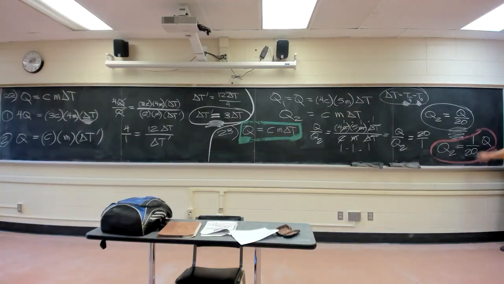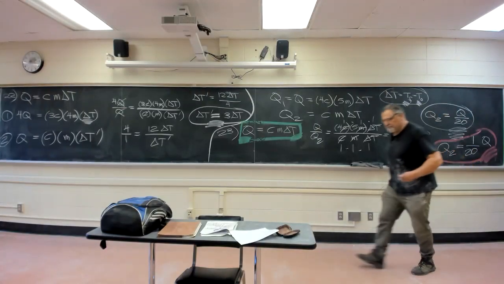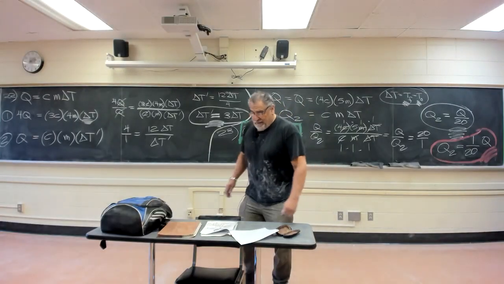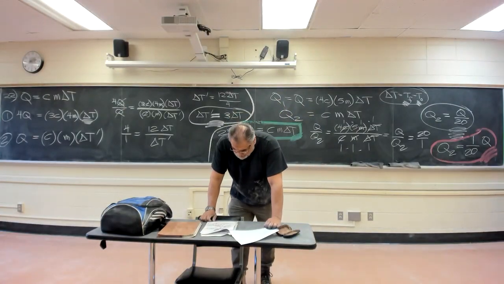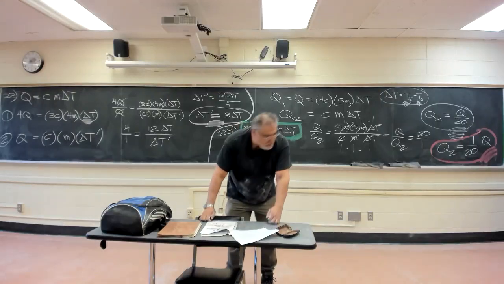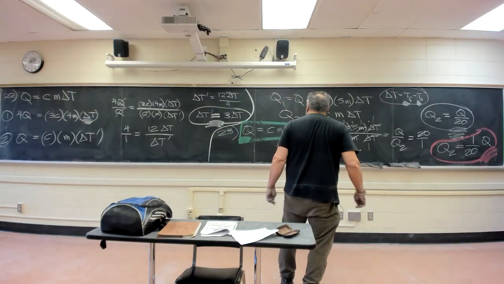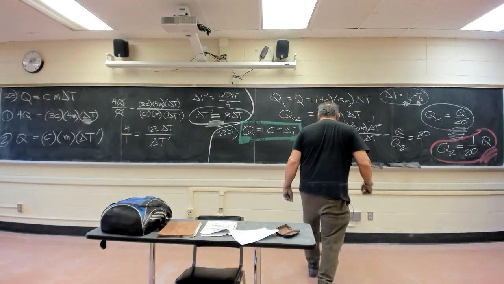With 1/20th of the heat, it'll reach the same temperature difference as the other one. Why? It's much less massive. It's got much less specific heat capacity. And that makes it happen. So that's 23, you guys. Let's do 24, 25.